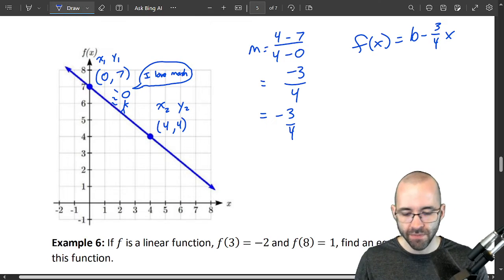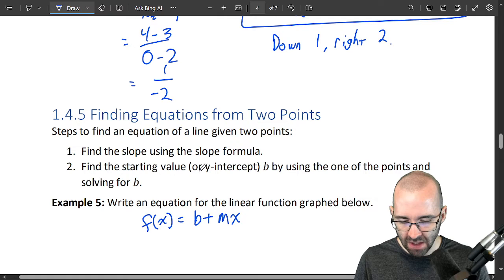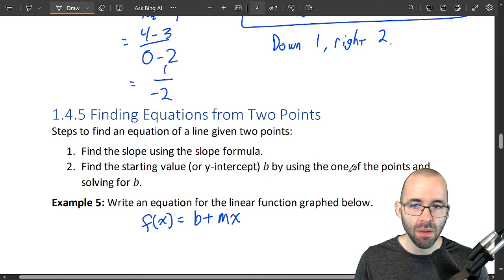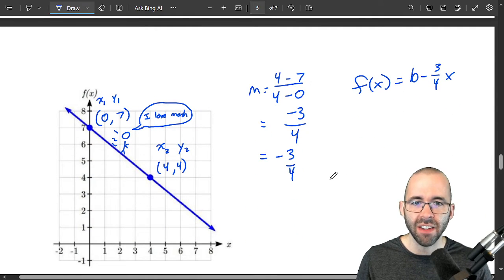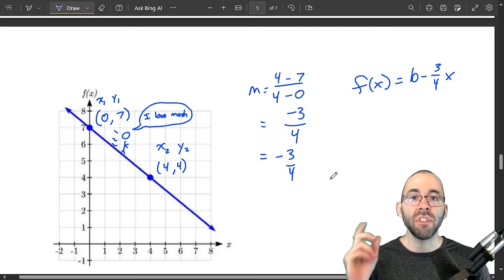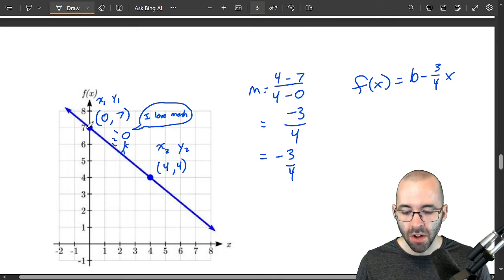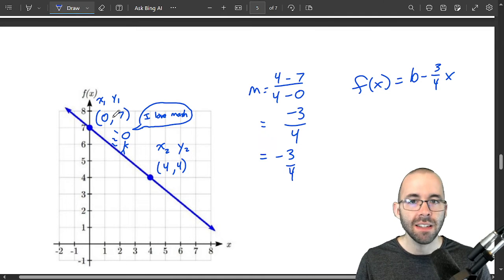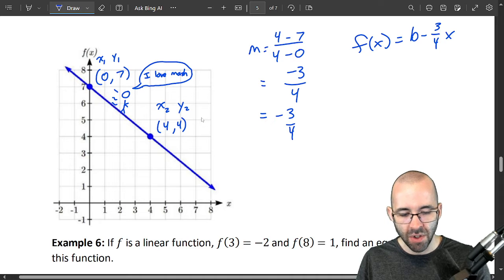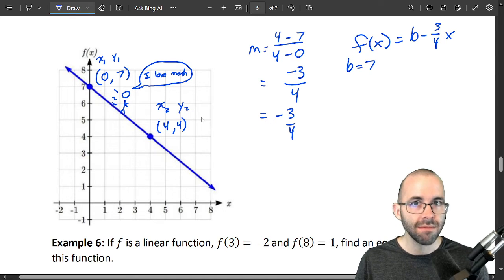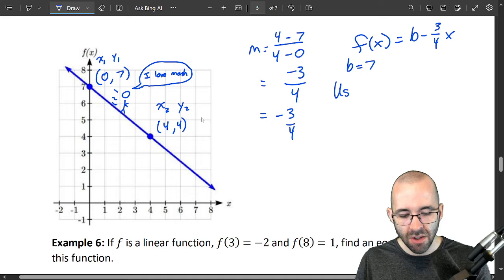So we need the b. What were my instructions, Jason? Find the starting value, or y-intercept, by using one of the points and solving for b. Here, they actually give us our starting value. The starting value of this function, also known as the y-intercept, is 7. Well, let's say we didn't know that. Let's use one of our points. You could just say b equals 7. Or you could say, we're going to use the point 4, 4, find out.